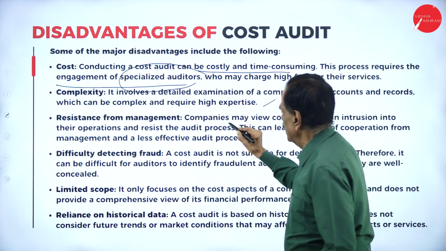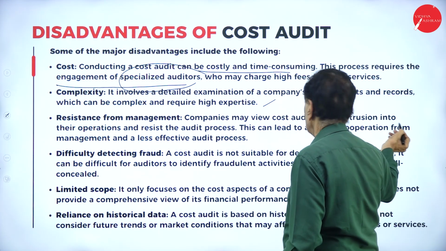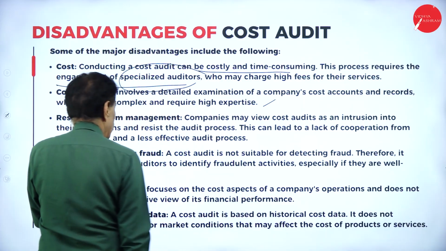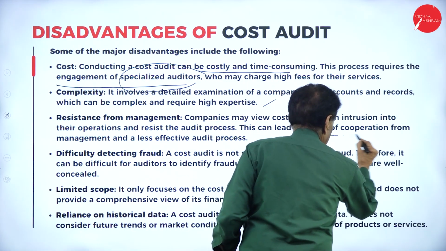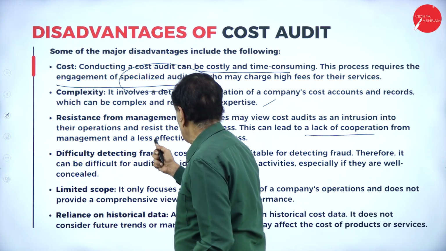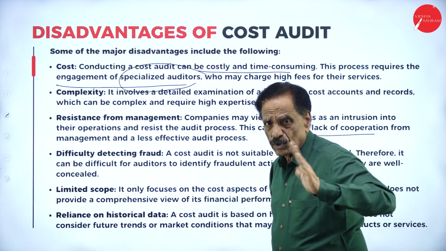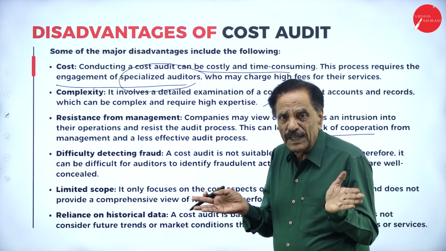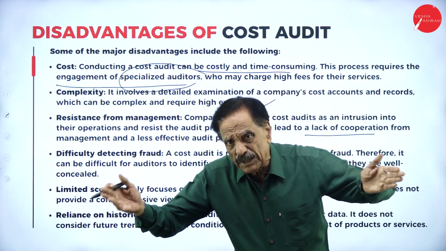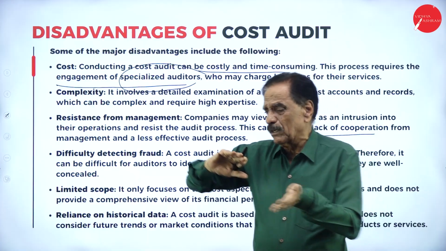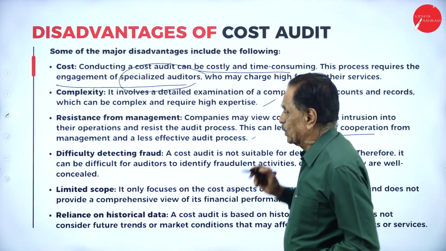Resistance from management. The company may view cost auditors as an intrusion into their operation and resist the audit process. This can lead to lack of cooperation from management and a less effective audit process. When the specialized cost auditor enters the company, he wants to audit everything. So there is a difference between the cost audit and the management, which leads to a less effective audit process.